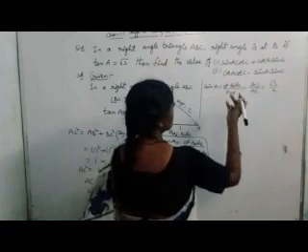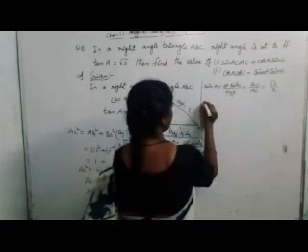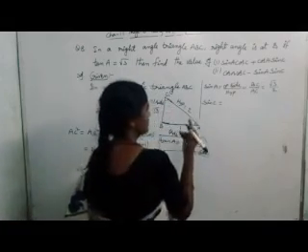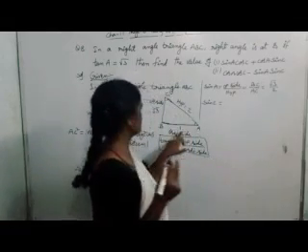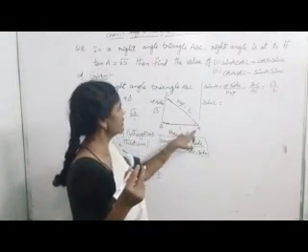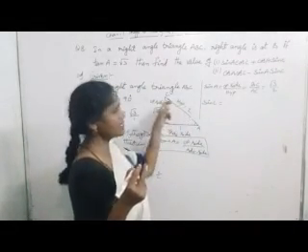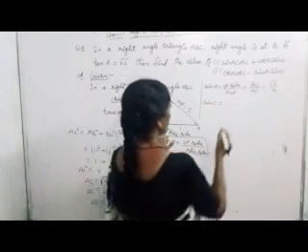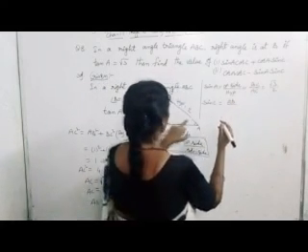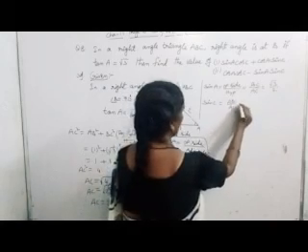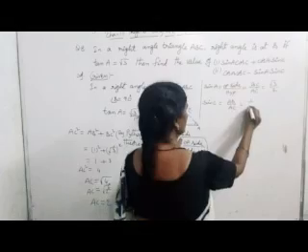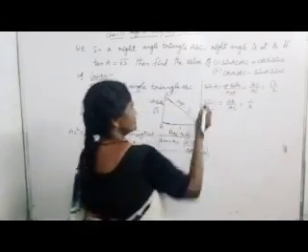First, sin C also we can find. Sin C is equal to the opposite side, which is AB. Angle C is here, that's why the opposite side is AB by hypotenuse as usual. So AB by AC. AB value is 1, AC value is 2, so 1 by 2. Sin A, sin C we found.